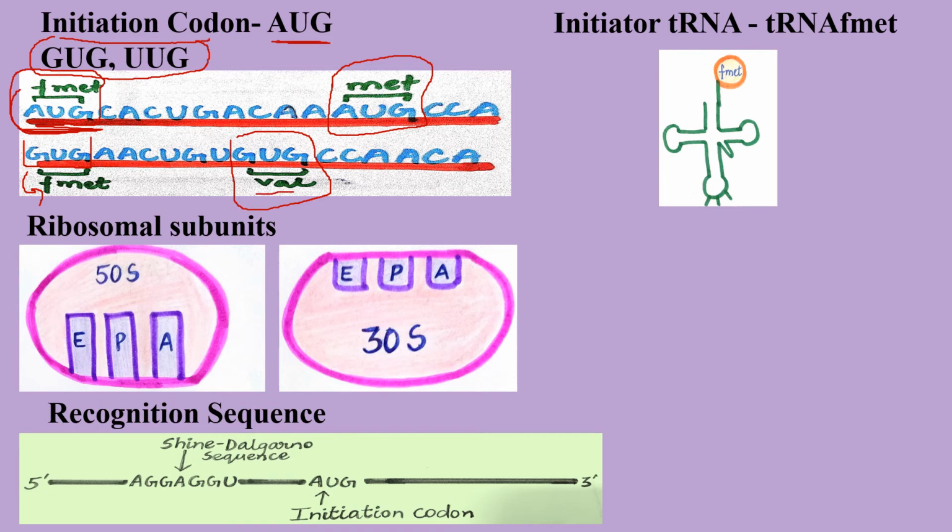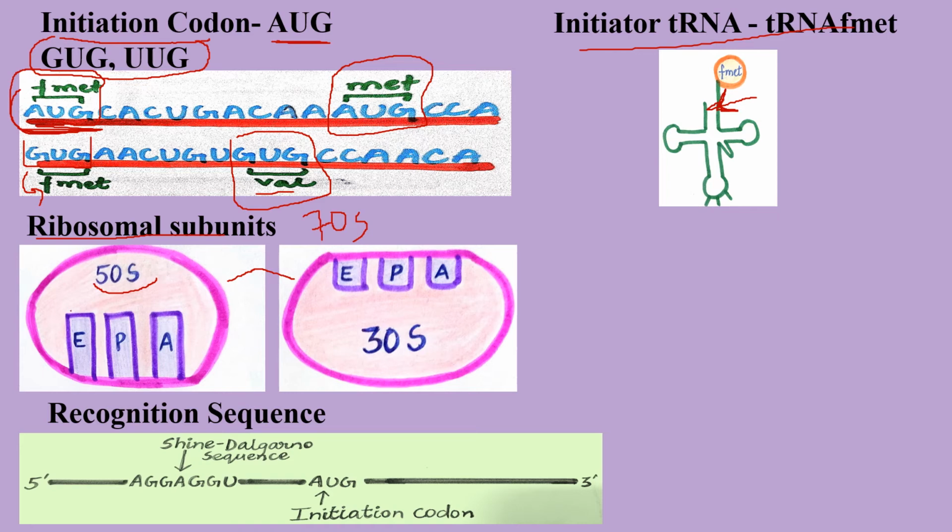The next requirement is initiator tRNA, or tRNA fMet. Initiator tRNA has formyl methionine attached to its acceptor arm. The third requirement is the ribosomal subunit. In prokaryotes, the ribosome is 70S type, the smaller subunit is 30S and the larger subunit is 50S. Under normal conditions, these subunits are present in a free state. They only associate at the time of protein synthesis.